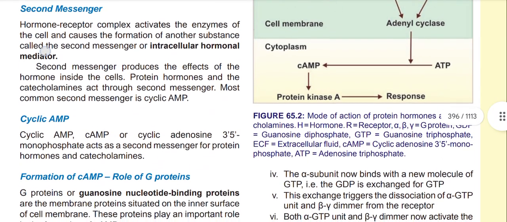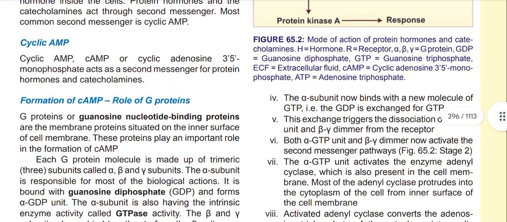So cyclic AMP, cAMP or cyclic adenosine 3',5'-monophosphate acts as a second messenger for protein hormones and catecholamines. Then formation of cAMP and role of G proteins.